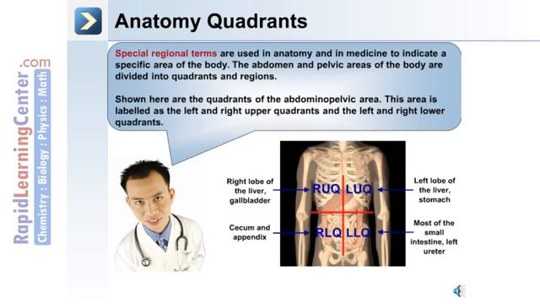The organs that correspond to these areas include the right lobe of the liver and gallbladder for the right upper quadrant. For the right lower quadrant, the cecum and appendix. The left lobe of the liver and the stomach are in the left upper quadrant, and most of the small intestine and the left ureter are in the left lower quadrant.